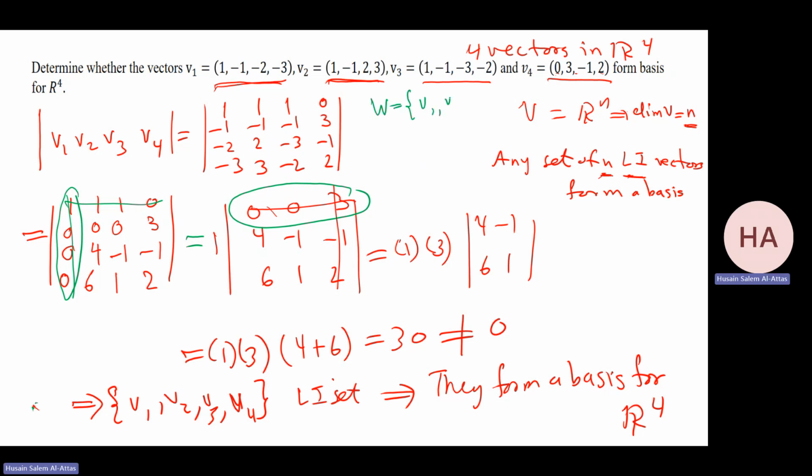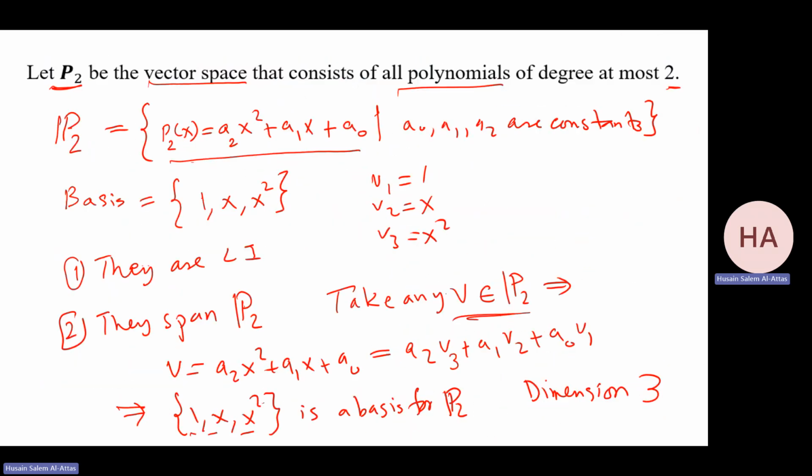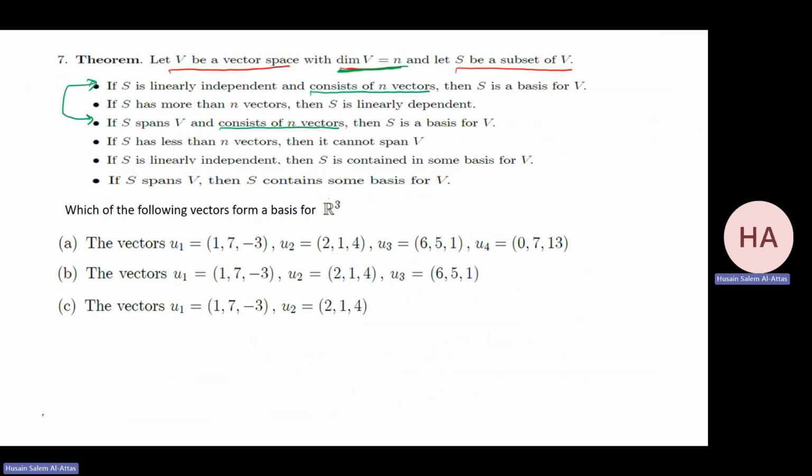Here V1, V2, V3, V4. How many vectors do we have? We have 4 vectors. The dimension is 4. We know the dimension of R4 is 4. So to show this set forms a basis, I don't need to show both of them, linear independence and span. One of them will be enough. And usually we do the linear independence. It's easy to do through this determinant. That's the meaning of 1 and 3.